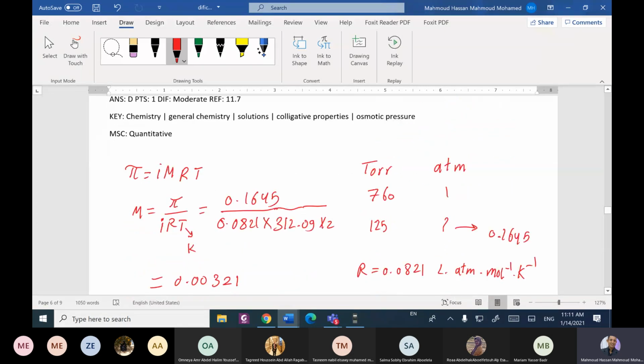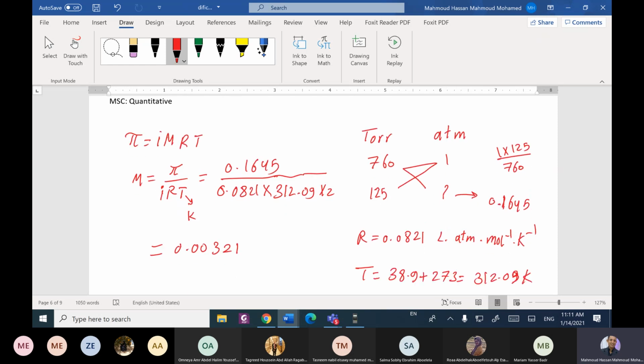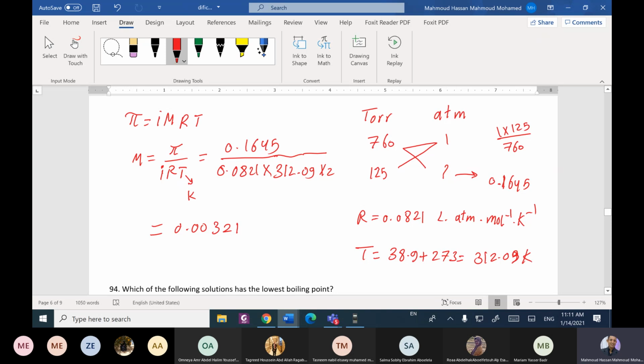If we apply the rule, firstly we must convert the torr to atmospheric pressure, ATM. When I have 1 ATM equal to 760 torr, and I have 125, by cross multiplication, 1 times 125 divided by 760 will represent 0.1645. R equals the constant 0.0821 liter ATM per mole per Kelvin. For the temperature, we must convert it to Kelvin, so 38.9 plus 273 equals 312.09.